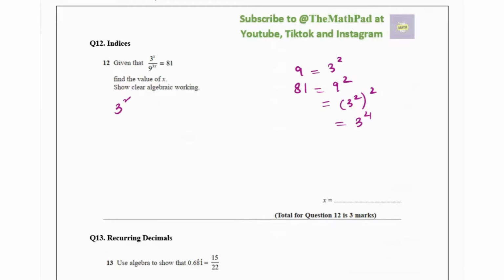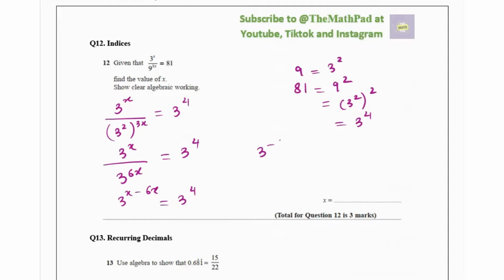So rewrite this as 3 to the power of x divided by (3 squared) to the power of 3x equals 3 to the power of 4. Whenever there's a power inside the bracket and outside the bracket, we multiply them. So that's going to be 3 to the power of 6x. Similar bases being divided, we subtract the powers. So x minus 6x, that's 3 to the power of negative 5x equals 3 to the power of 4. Similar bases existing alone on each side, so we put the powers equal to each other, and x is negative 4 over 5. That is your answer.